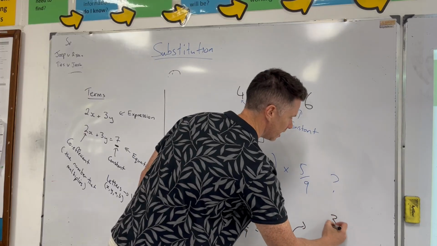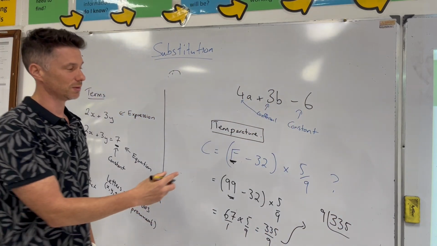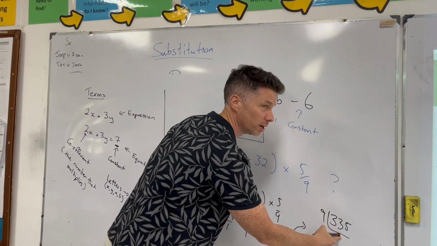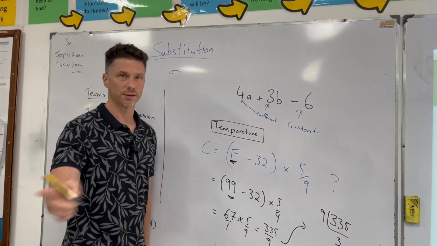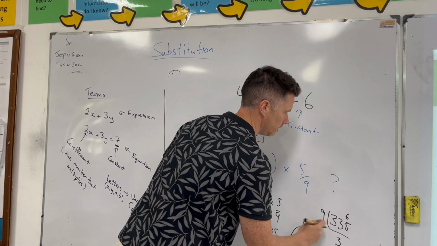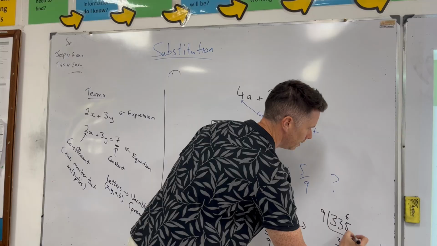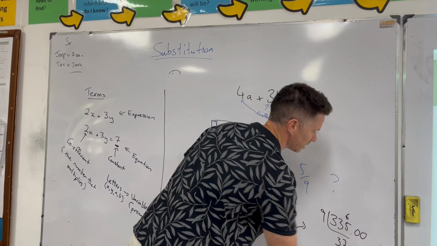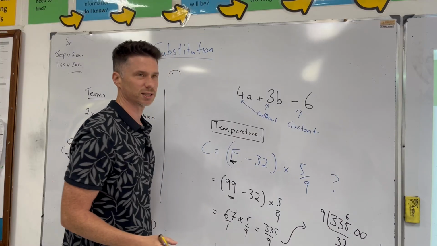How many times does 9 fit into 335? How many times does 9 fit into 3? Doesn't. 33? 3 times. Remainder? 6. 9 into 65? 7 times. 6, 7. So we go into the decimals a little bit. What's my remainder? Or you can put it as a fraction, but we go to decimals. One place of decimals is fine.